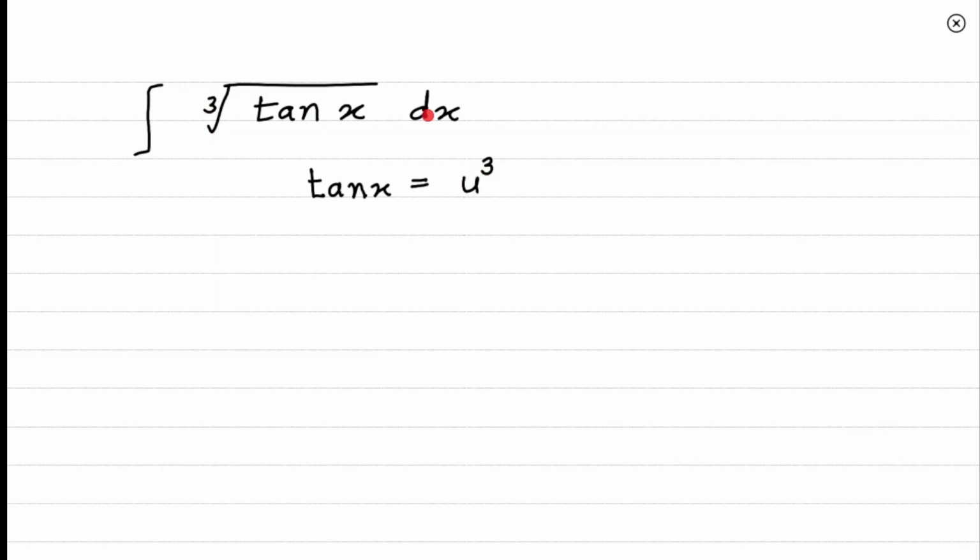Now let's convert that entire integral from the x world to the u world. In order to do that, we'll also have to find the value of dx. To find dx, first let's find x. From here you can say that x is nothing but tan inverse of u cube, if you shift that tan to the right hand side. Now let's differentiate both the sides with respect to x.